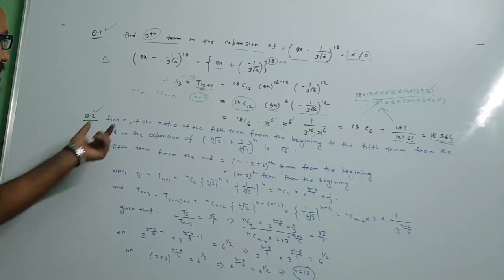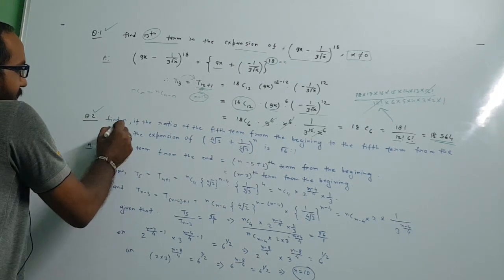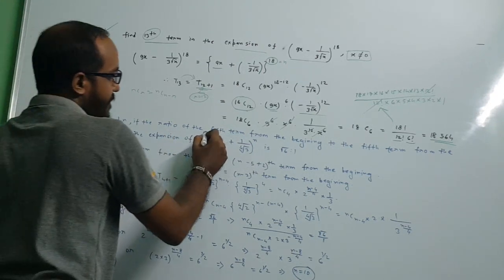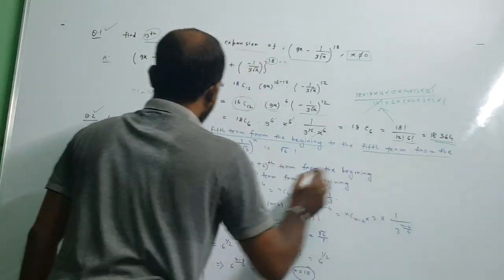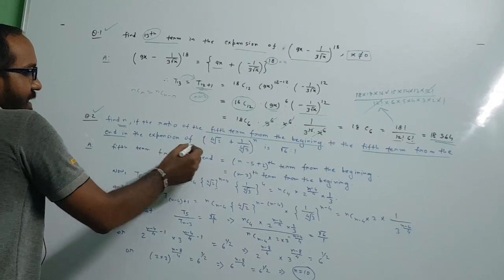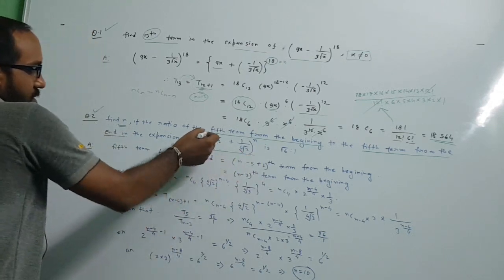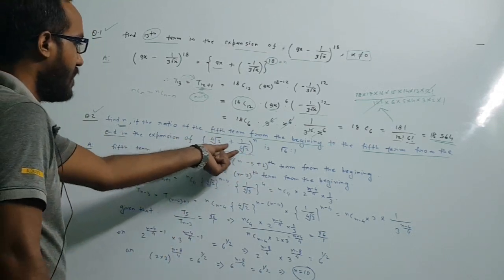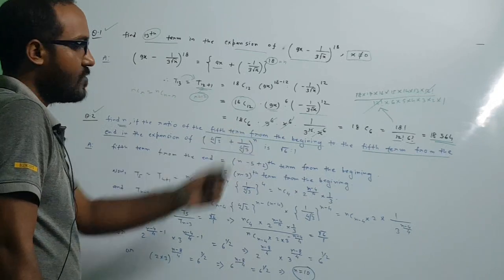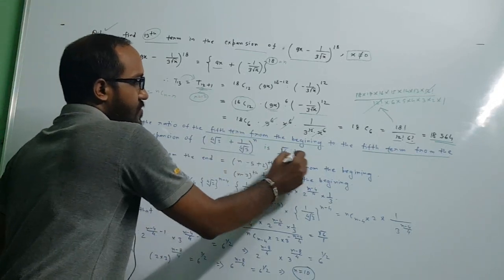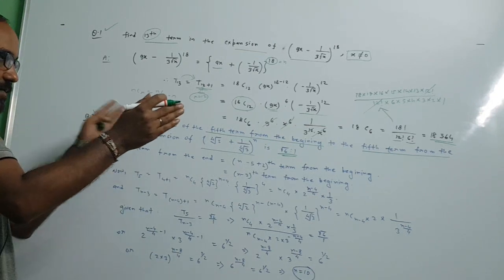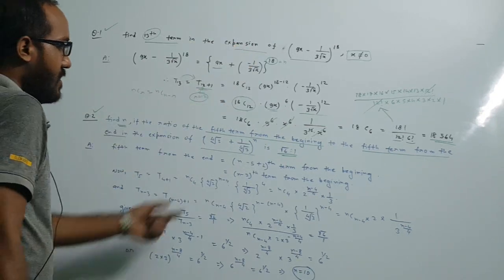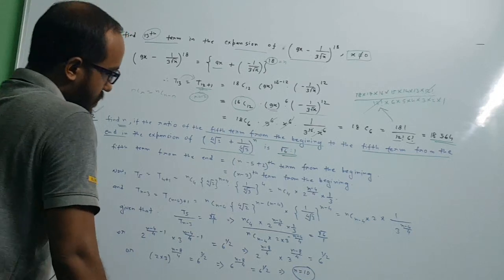Now let us see the next question. Find n if the ratio of the fifth term from the beginning to the fifth term from the end in the expansion of (fourth root of 2 plus 1 by fourth root of 3) to the power n is root 6 is to 1. That is fifth term from beginning and fifth term from end. This ratio is given as root 6 is to 1.